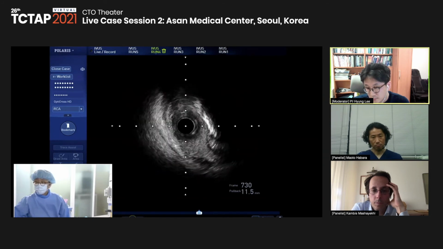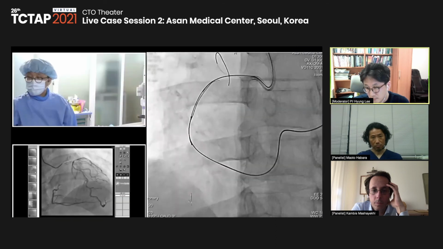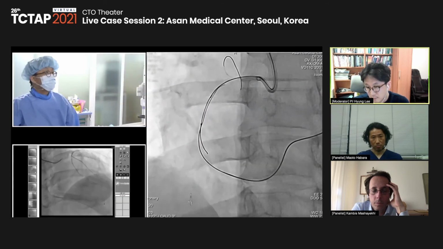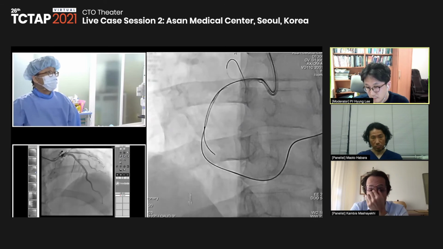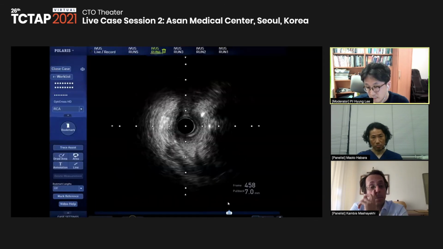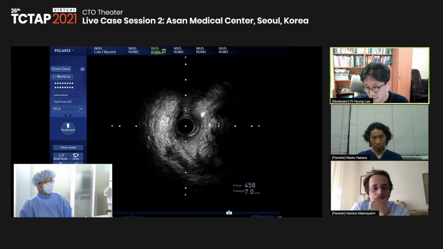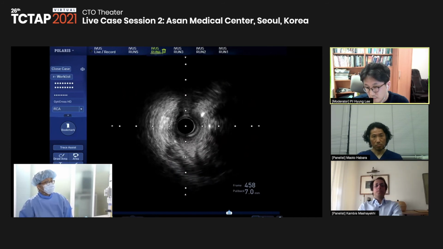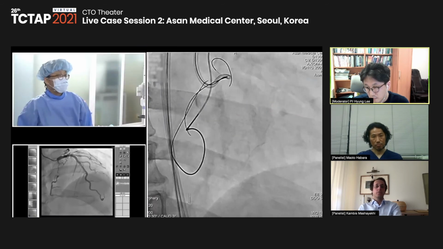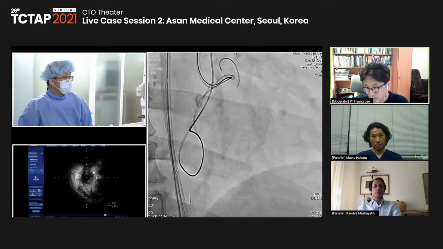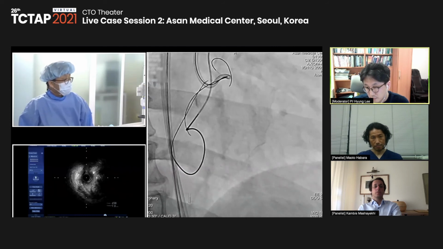Okay, could you show us the position of the wire where it is in the same place? Okay, right here. So the antegrade wire, which is in the IVUS, and that's the wire at the 1 o'clock is the retrograde wire, so it's in the same subintimal place at the proximal. So that's good news. So in this kind of situation, we can use a bigger balloon to solve the problem.